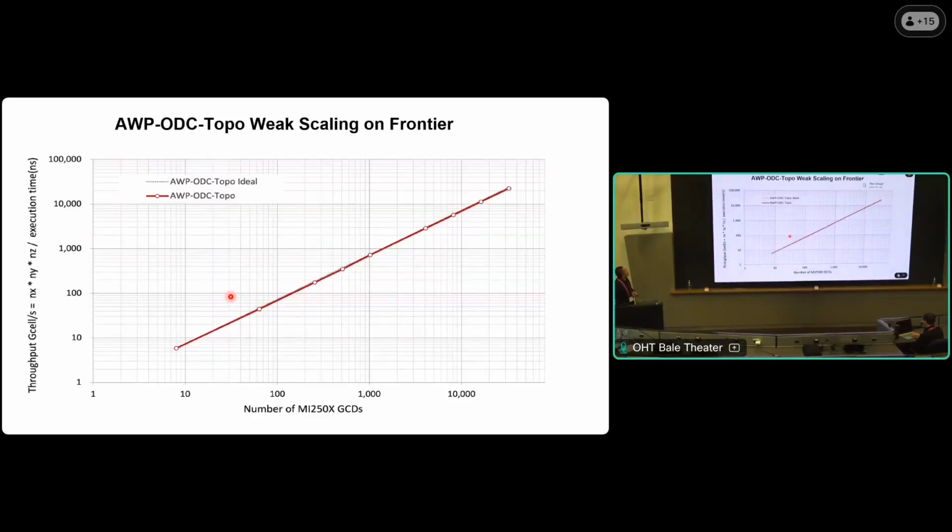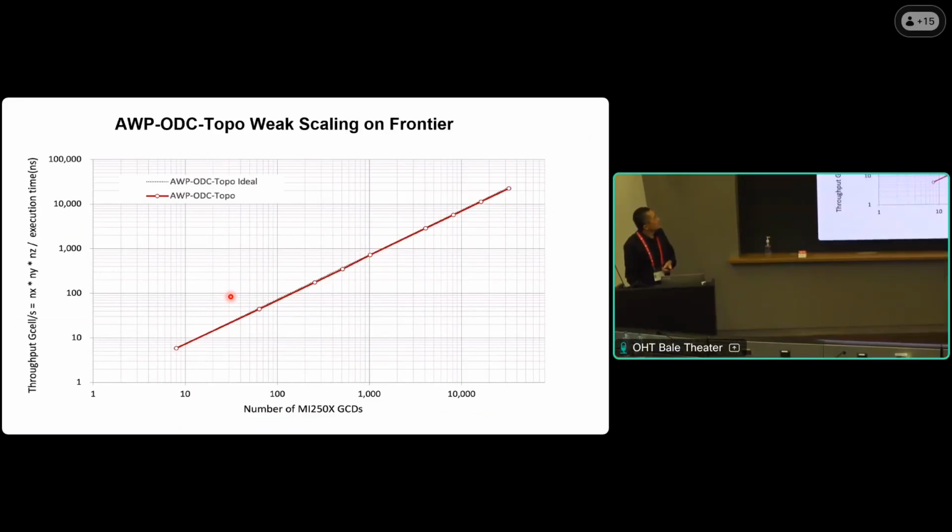So now we talk about the topo code, and this was recently ported to the system using HIP, and we show the code on Frontier running up to, I think, 4,000 nodes, and we see excellent weak scaling. I think it's extremely good. It's more than 100% weak scaling parallel efficiency.